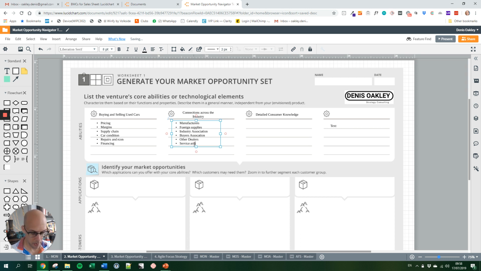service and parts centres. And if you look at what we're doing here, we're starting to sort of say, okay, so we've got all these skills. What can we play with here? And so we also need to think about the detailed consumer knowledge that we're playing with. Okay, what has he got here?